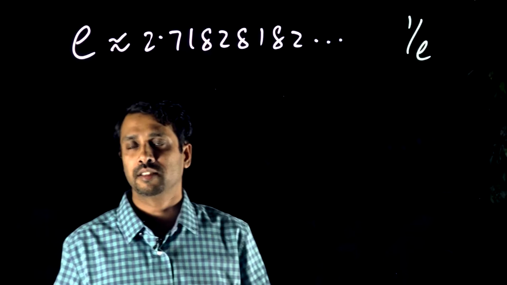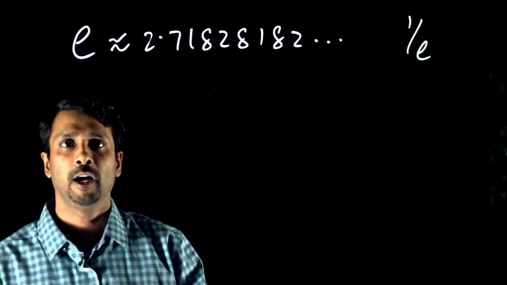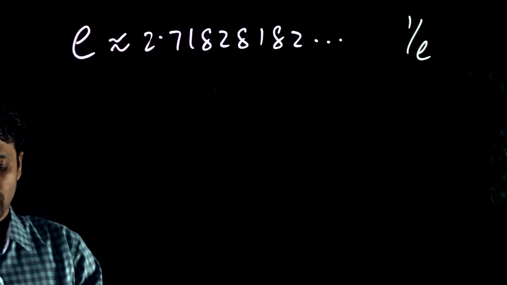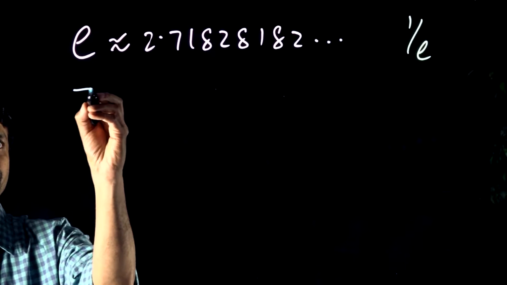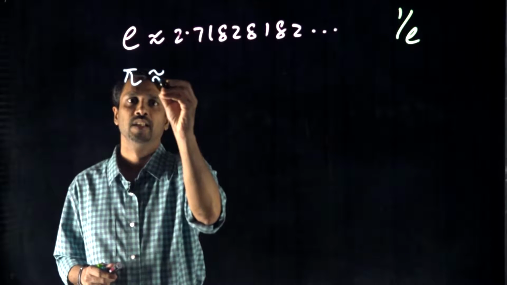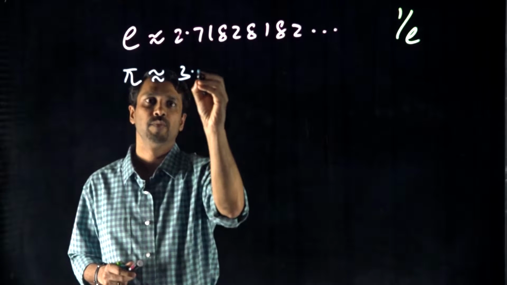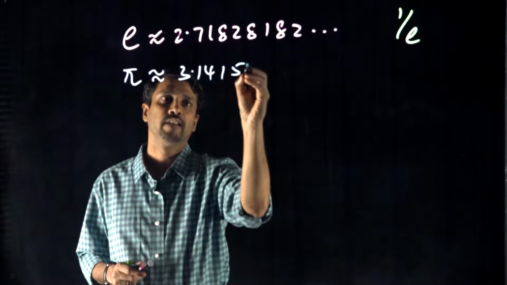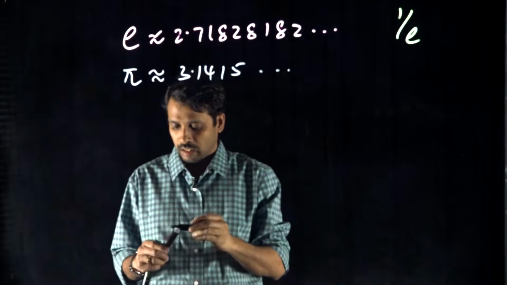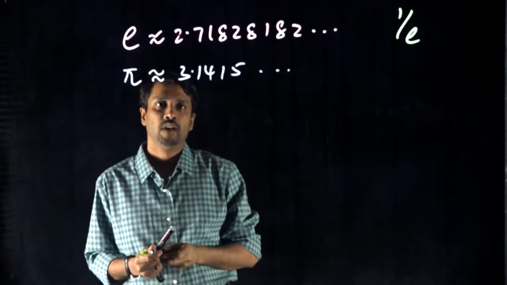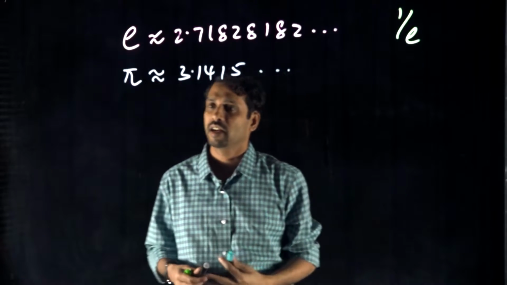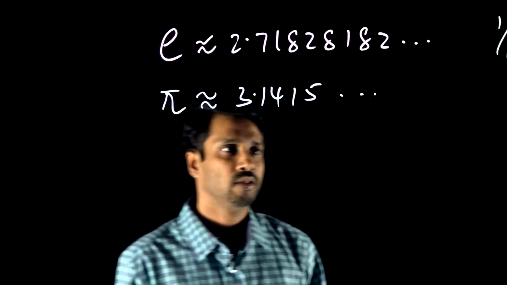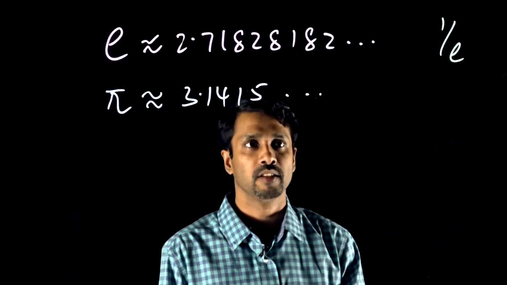And what's the next important number? How about pi? What is pi? We know that it is 3.1415 and so on. How do you understand the meaning of pi? Let's look at this situation.